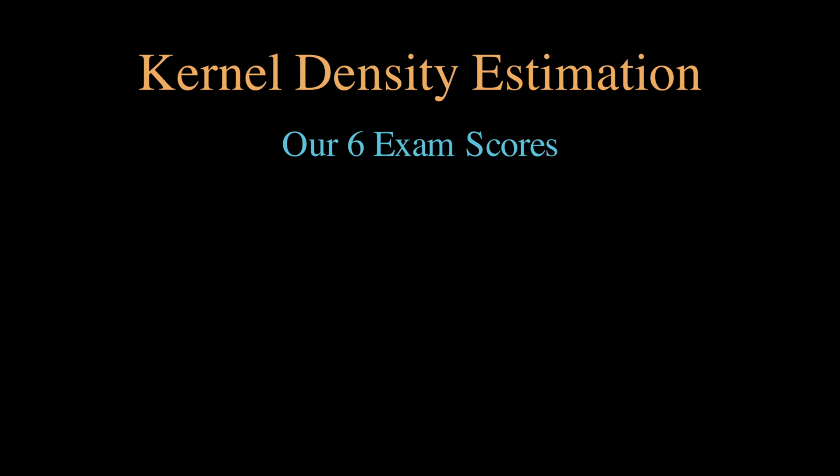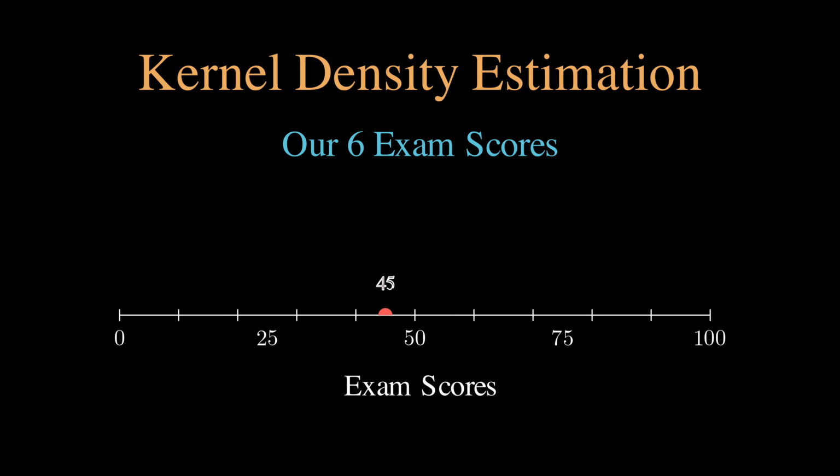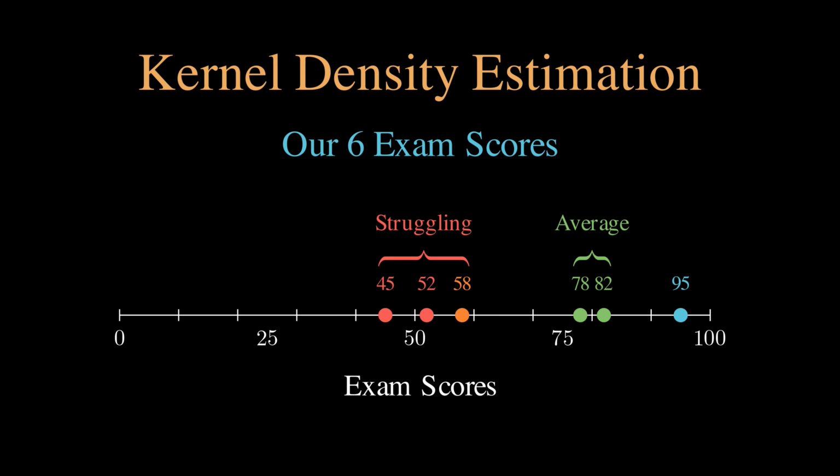Here we have our sample of 6 exam scores: 45 points, 52 points, 58 points, 78 points, 82 points, and 95 points. Just by examining these numbers, you can probably sense there are distinct performance groups here. Some struggling students around the 50-point range, some average performers around 80 points, and at least one high achiever at 95 points. But how do we transform this intuitive observation into a precise mathematical statement about the entire student population?